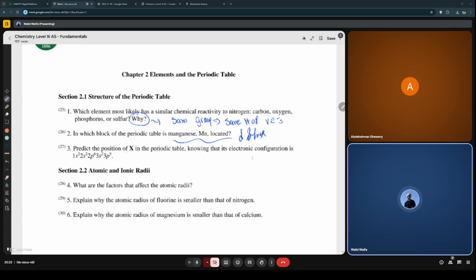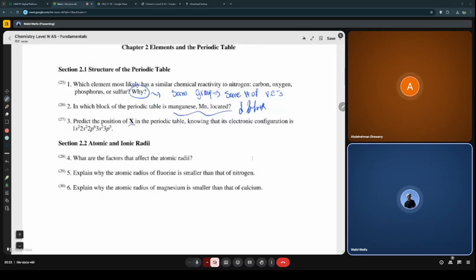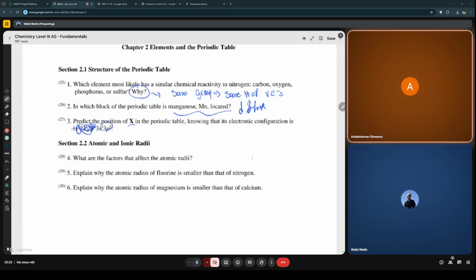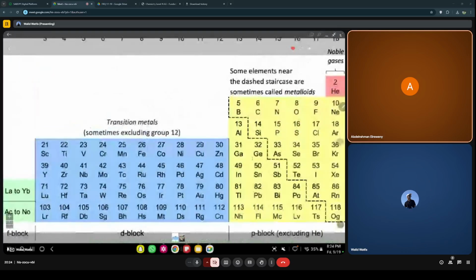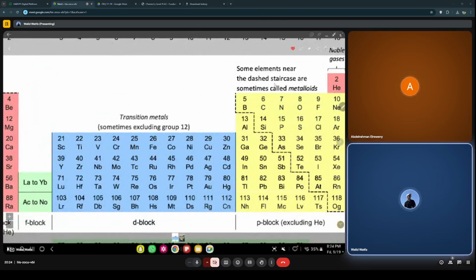Alright, predict the position of X if this has the config. You can do it, right? By the way, I don't look at any of this. This is chlorine. Group 7, period 3. So you go chlorine. Group 7, period 3 is chlorine. I have my periodic table open as well. Perfect.